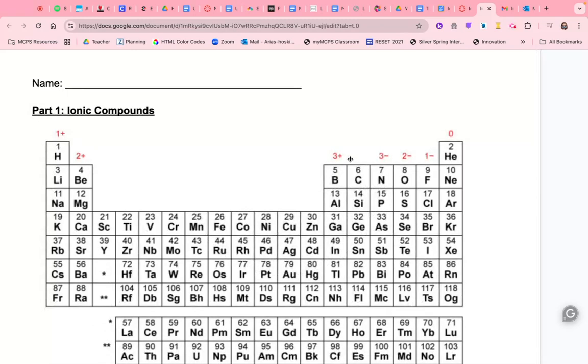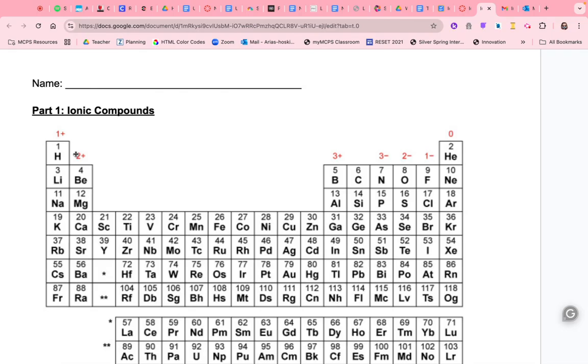All right, guys, so this is part one, ionic compounds, meaning that the metals are combined with the nonmetals. Again, an ionic compound means that metals first combine with the nonmetals. If you notice in here, there are different numbers: 1 plus, 2 plus, 3 plus, 3 minus, 2 minus, 1 minus, and 0. Meaning that some of them gain electrons and some of them lost electrons.